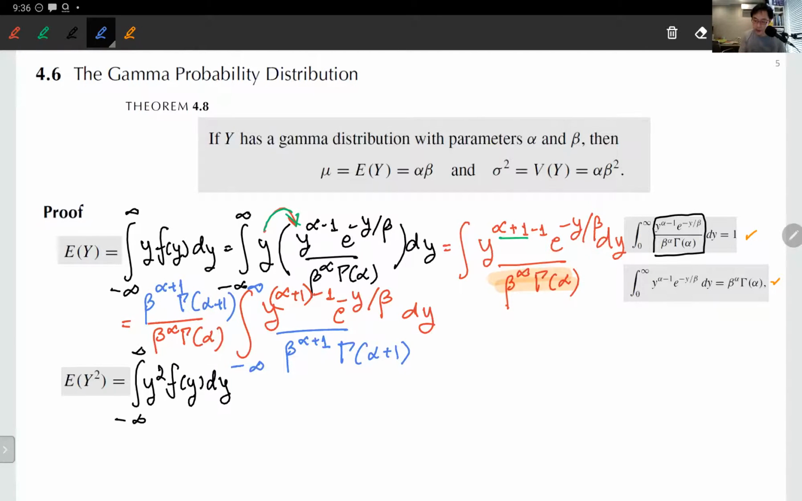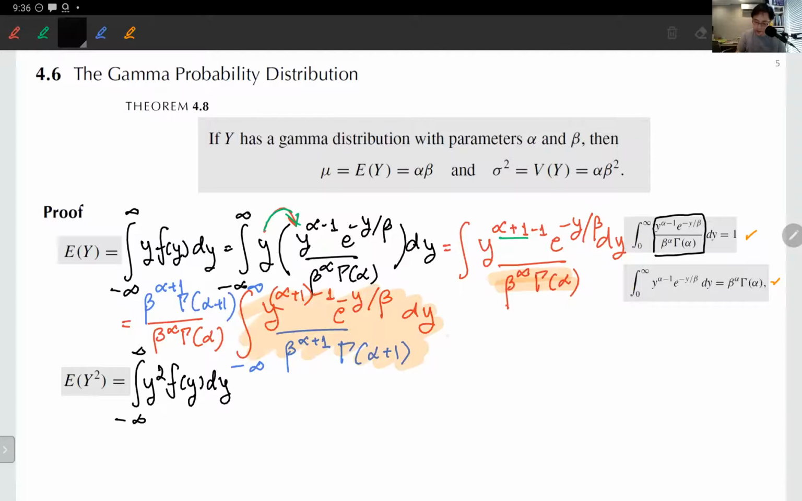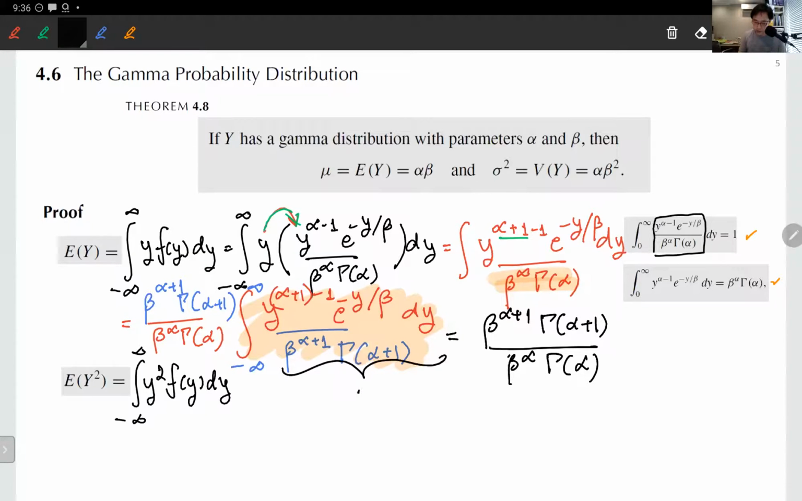And then I can call this whole thing here just evaluating the gamma distribution everywhere. And of course, that integral has to give me 1. So now I can turn back to my black ink here. At the end, what I'm getting is beta to the alpha plus 1, gamma alpha plus 1, over beta to the alpha, gamma alpha. This whole integral turns to 1.